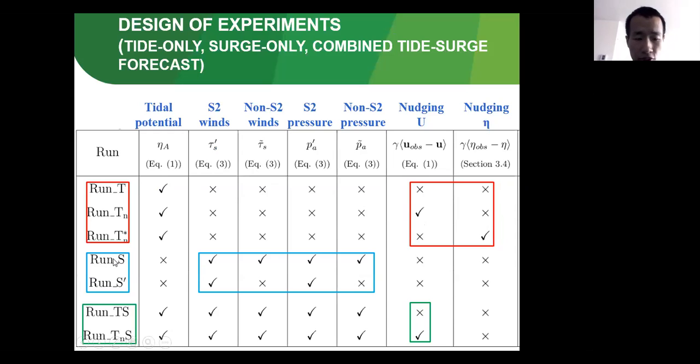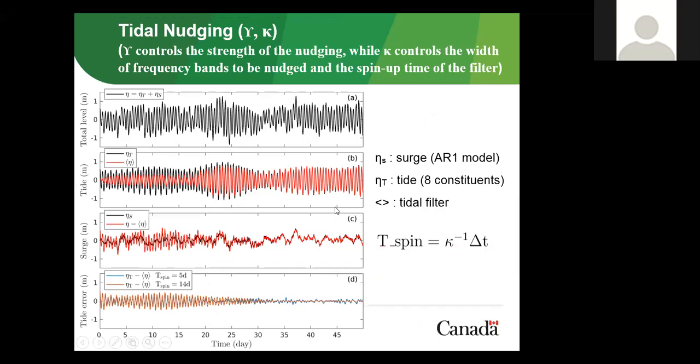Next, we have 2 surge-only runs, with and without the S2 forcing. And by comparison, we can see the impacts of the S2 forcing. Next, we have 2 combined tide surge forecast runs, with and without nudging, to look at how best to construct the total water level. First, I will introduce the tidal nudging approach.